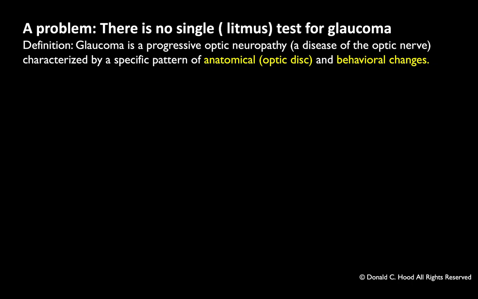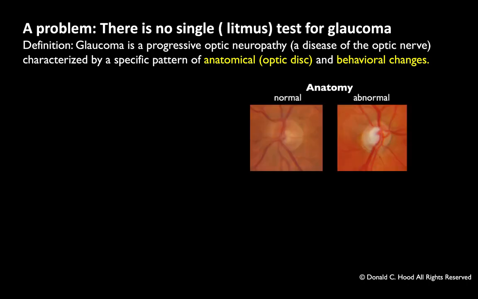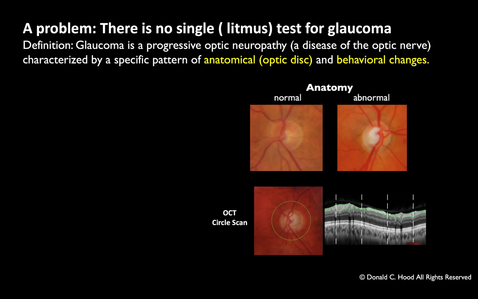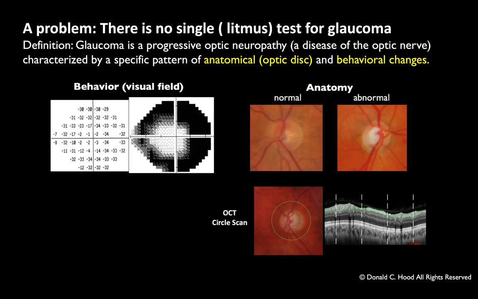Well, another thing I want to remind you of is that there's no single litmus test for glaucoma. That is, glaucoma is traditionally defined as a progressive optic neuropathy, that is a disease of the optic nerve, that's characterized by a particular pattern of anatomical changes, historically meaning fundus exam, or maybe a fundus photo. Increasingly, it's becoming associated with OCT as well as a fundus exam, whereas behavioral changes refer, at least for the last 20, 30 years, to visual fields from automated perimetry.